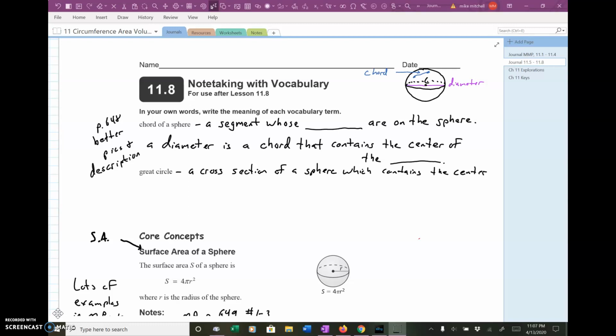Well, I have the chord in blue up here. That would be like having a tunnel go from Chicago to Tokyo, a direct straight line through the earth, stopping right on the surface there. Okay? A great circle is a cross section of the sphere that contains the center.